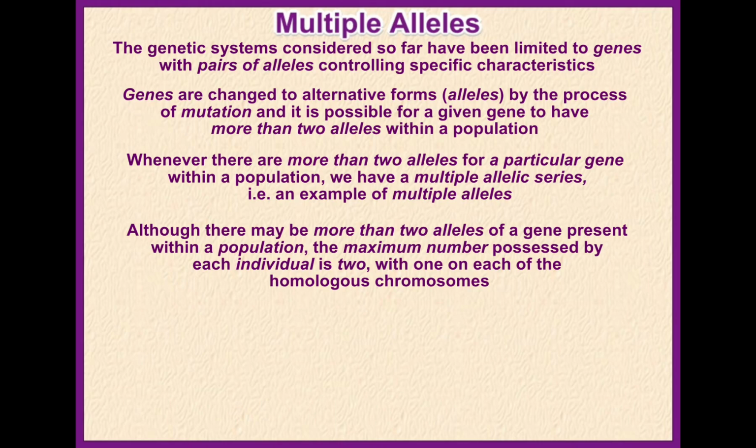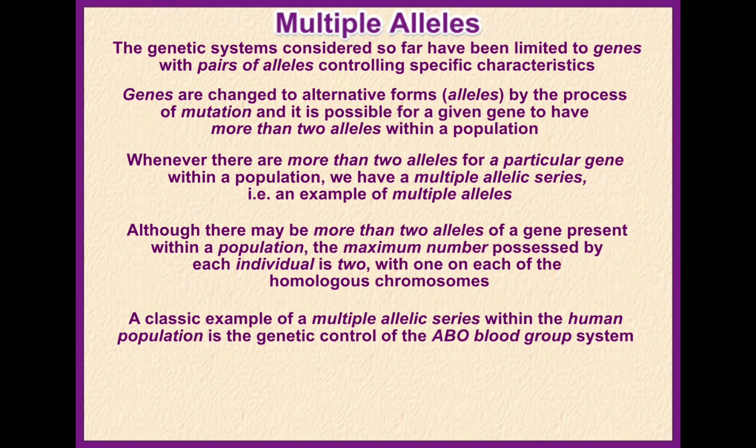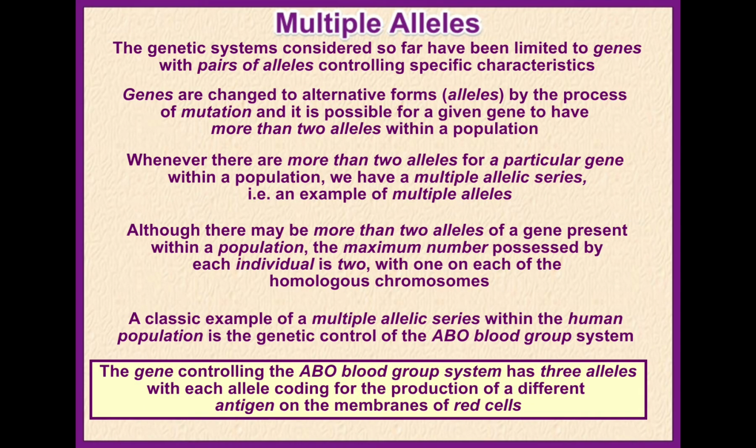Although there may be more than 2 alleles of a gene present within a population, the maximum number possessed by any individual is going to be 2. The reason being, we have 2 versions of each, as our chromosomes come in homologous pairs. A classic example of this is blood groups. The gene controlling the ABO blood system has 3 alleles, each allele coding for the production of a different antigen on the membranes of red blood cells.